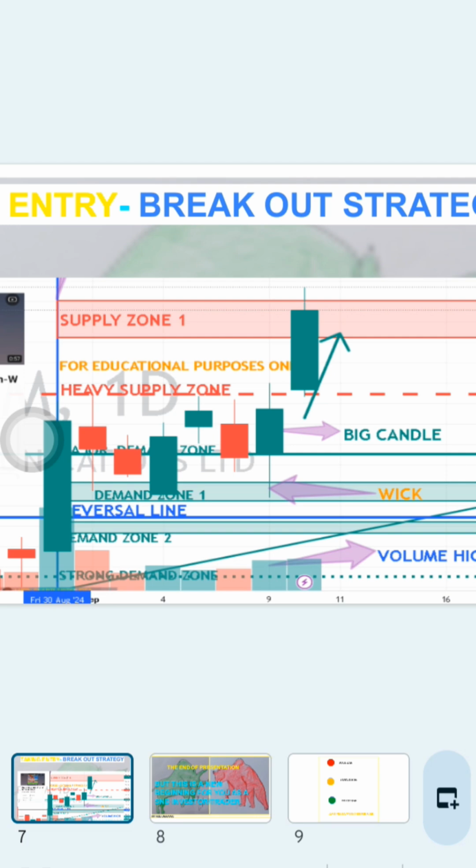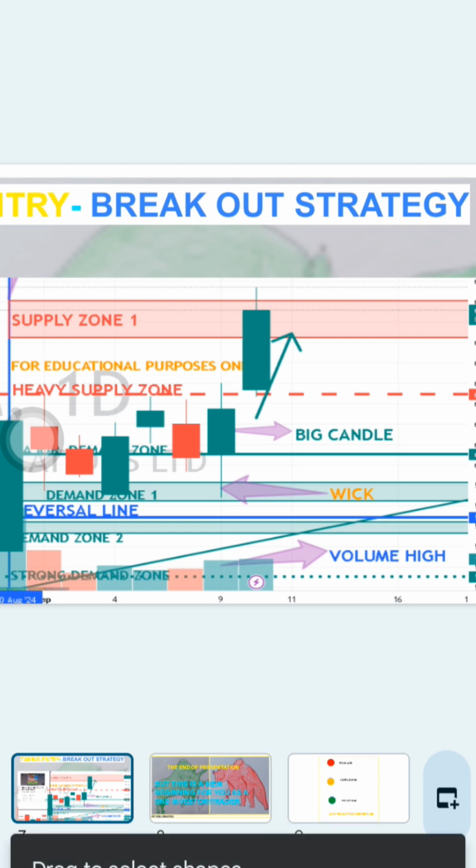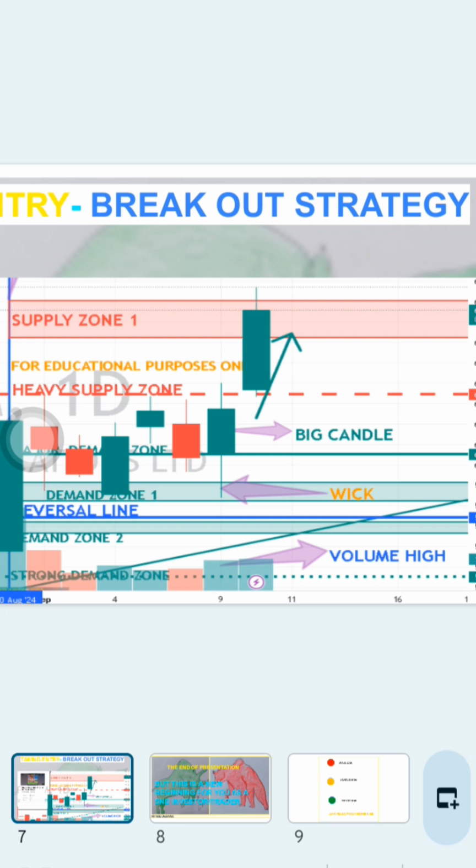From there it touched my supply zone. You can see the big candles, and below you can see the strong volume. So like this, if there is any bounce back at demand zone 1 or 2, whichever demand zone, with a wick formed. This is a day candle. So like this you have to take, even if for at least 4 hours there is support taken from the demand zones with some wick, big candle and strong volume, you can consider for entry.